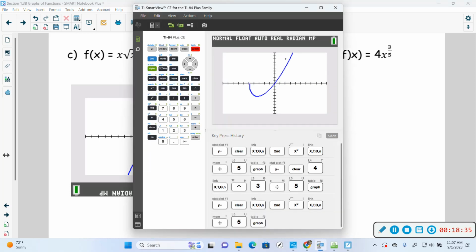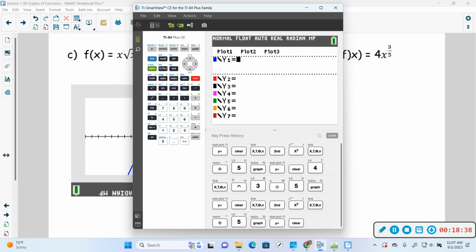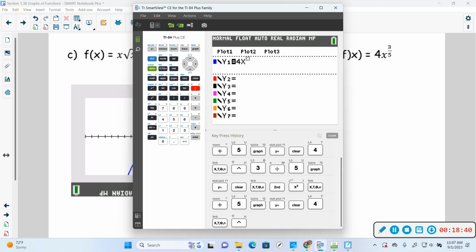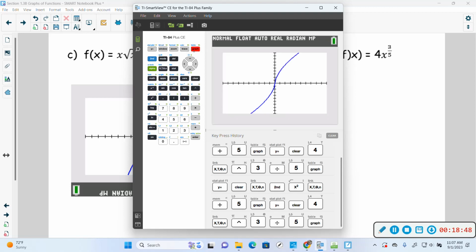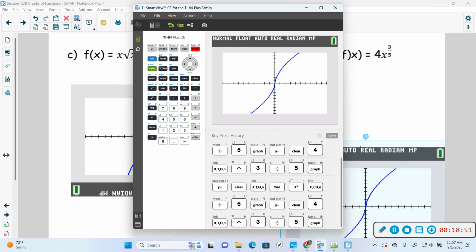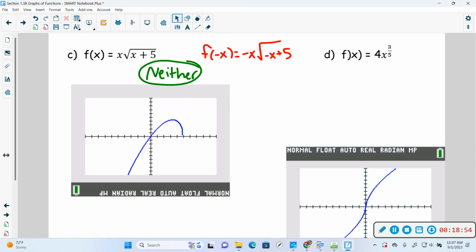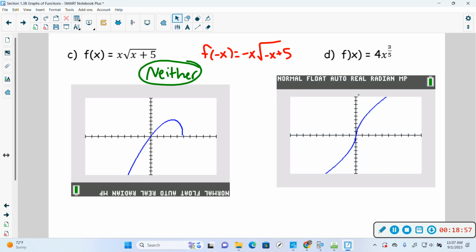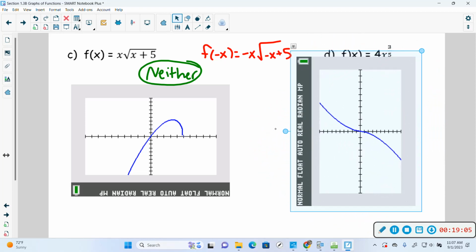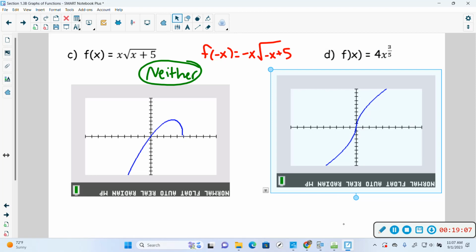4x equals, what is it, 3/5? So I'm just going to do 3 divided by 5, nothing fancy there. Type it in. Let's steal the picture over here. All right, first question, can you fold it over the y and would it match? Nope, not even. So let's see if I spin it 180. 90, 180. Is it the same? Odd. Got it.